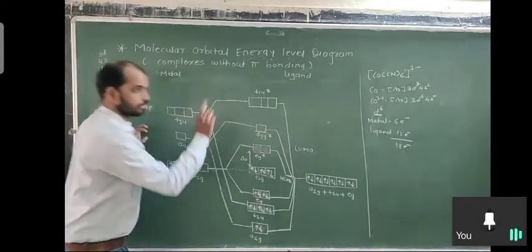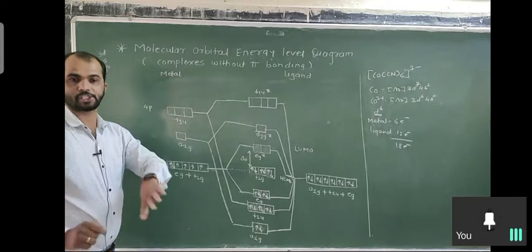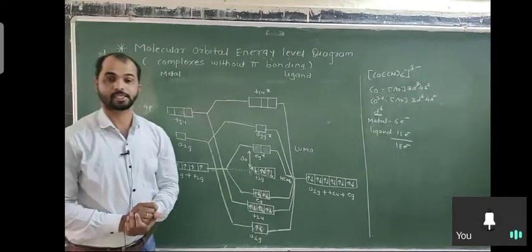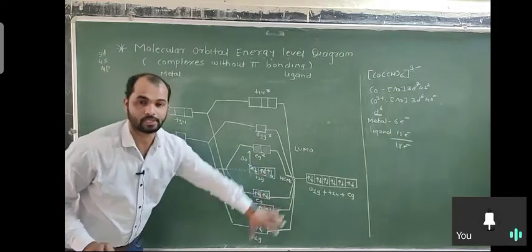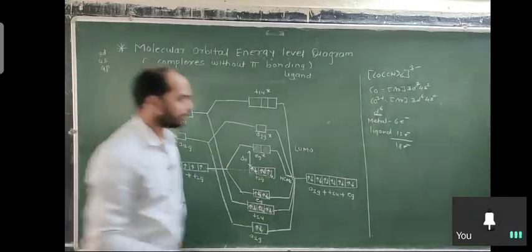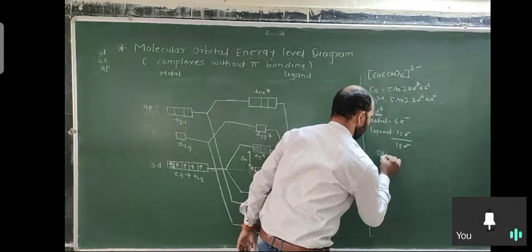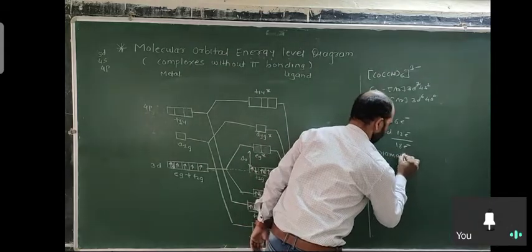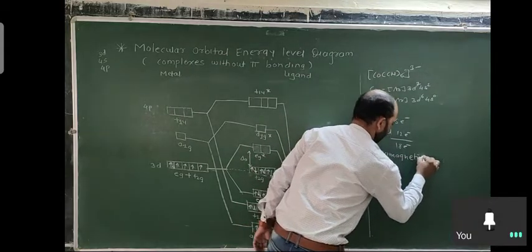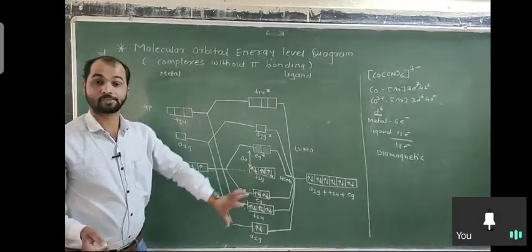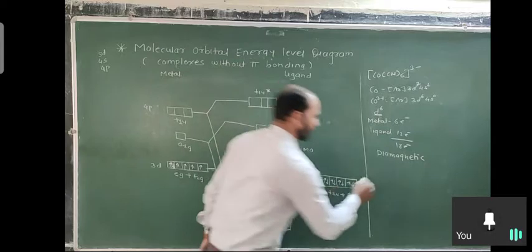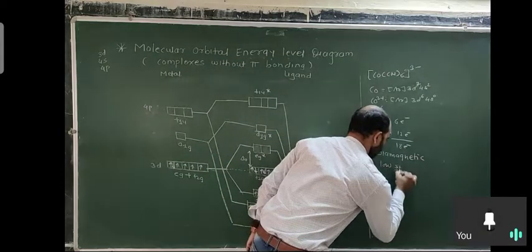So this is the electronic representation of Co CN6 3 minus. So you can see here all the electrons are paired. That means complex is diamagnetic, and there is no spin here because all are spin paired. You can mention here it is the low spin complex.